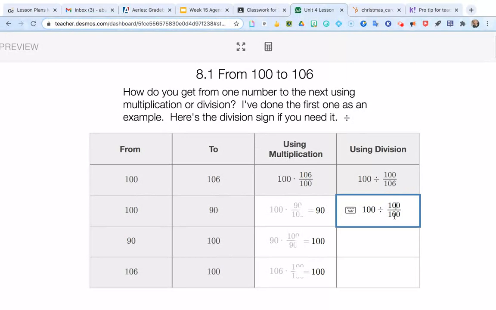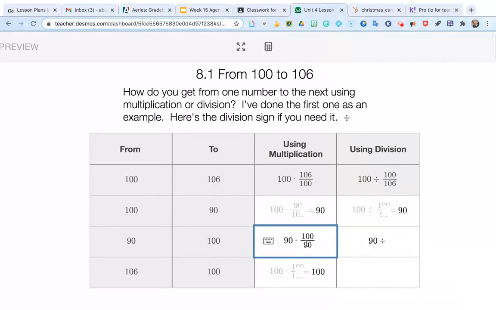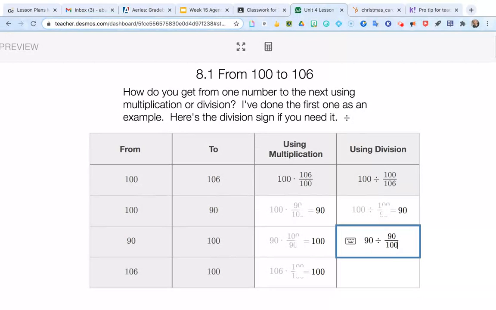I'm going to flip it. So instead of 90 over 100, I'm going to have 100 over 90. My answer will stay the same. Same thing. So 90, I'm going to Control V. I'm going to paste that division symbol. Instead of 100 over 90, I got to flip it. So if I change the sign, I have to flip it. So 90 over 100. All right.